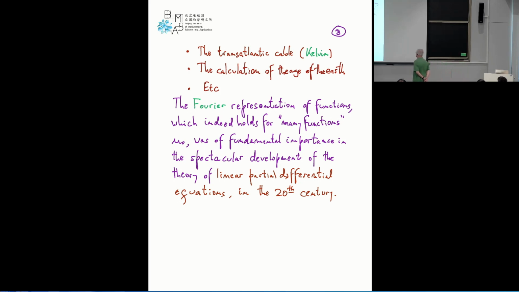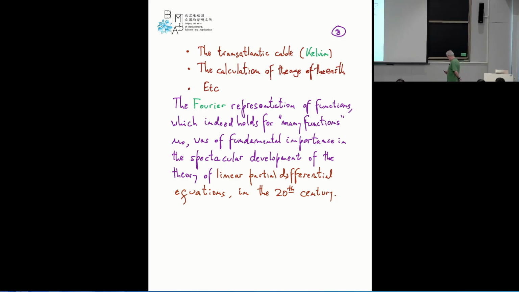So the Fourier representation of functions indeed holds for many functions. If you have sufficient smoothness on the function u0, you can certainly do it. And this, besides the great technological uses of this idea, theoretically, was of fundamental importance in the study of linear partial differential equations in the 20th century. The 20th century saw a big revolution in the study of linear partial differential equations through the work of many people like Nirenberg, Hormander, Calderon, and many others, who made many important advances.